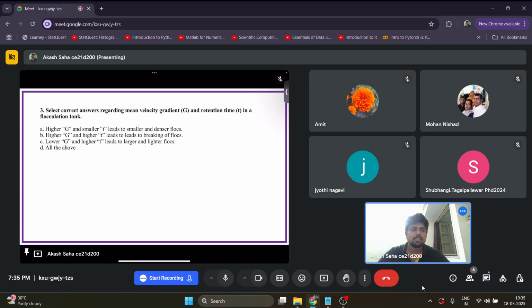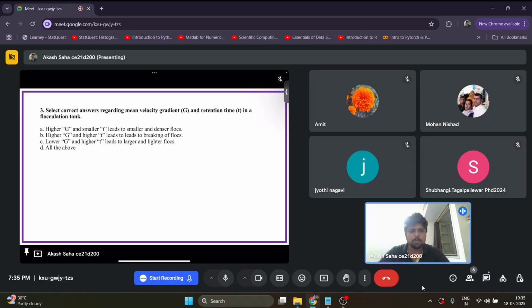Now, with lower G, the intensity is lower. So particles will come closer but not form a dense flock. They will slowly attach to each other, and the time period is also very high. So it will slowly attach and form a larger and lighter flock. It will not be very dense, and the particles will not come very near to each other.